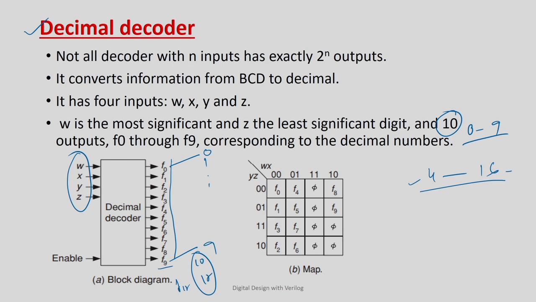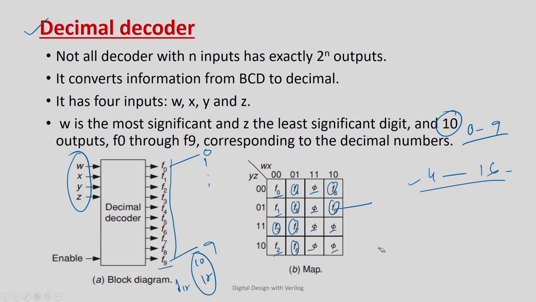Okay. How? I know that if it is 0000, then it is F0. If it is 0001, this is F1. If it is 0010, it is F2. So this way I write F0, F1, F2, F3, F4, F5, F6, F7, F8 and F9. This is F9 because it is 1001, right. So this way I got this, and the rest of the terms are don't cares, right. So these are the don't care terms.